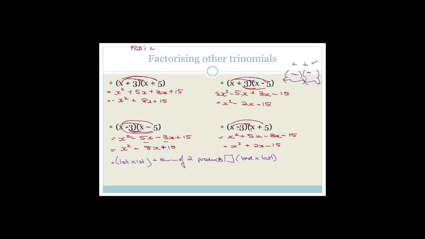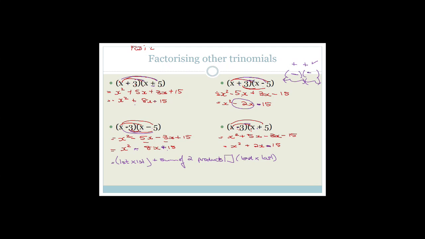But if the signs are different, you have plus and minus, and this is minus and plus, do you see that the last sign of this is a minus? And then do you see as well that if the signs are the same, whatever the sign is, that's what the middle term is. So because these signs are the same, they're both plus, the middle term is going to be a plus. Since these signs are the same, the middle term is going to be the same as that sign, which is a minus.